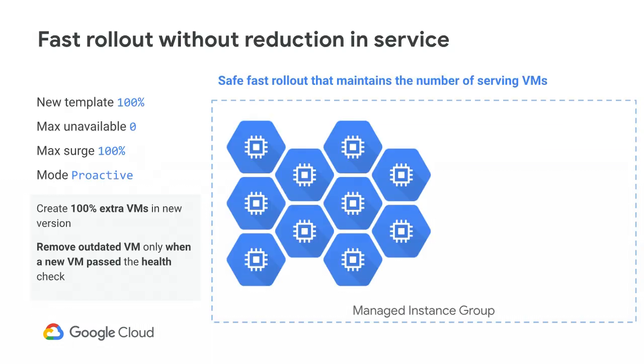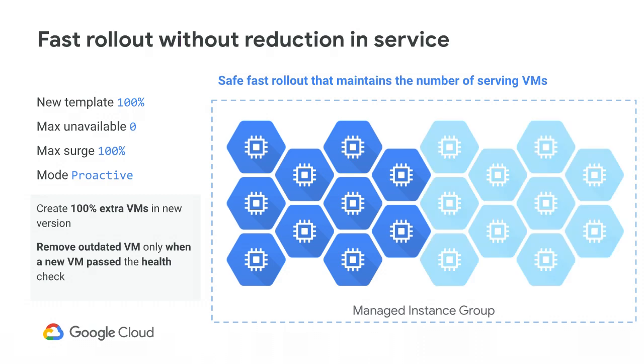So another interesting scenario that is worth looking at is if you have a highly available workload that you really don't want to disrupt at all, but you want to roll out the update as quickly as possible. You can set the new template to 100%, so you want to update the whole group. But you set max unavailable to 0 so that none of the old serving VMs is touched, and instead max surge to 100%. So what's going to happen is that the group will create 100% more VMs in the new version, wait until those VMs pass the health checks, and only then remove the old version. So this way you get a highly available update, but which is fast at the same time.